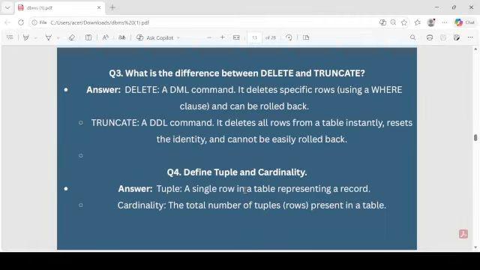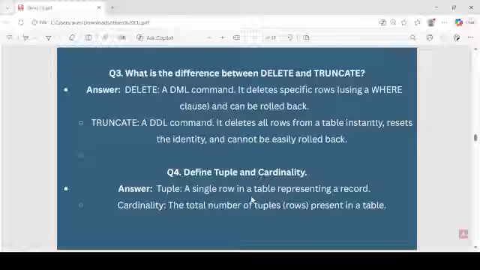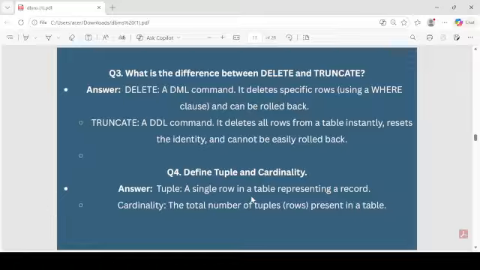The last question, of 2 marks, will be define tuple and cardinality. So tuple is a single row in a table representing a record. So basically we can say rows are known as tuples, and cardinality is the total number of rows. So this is confusing, but you have to always remember tuple and cardinality. Okay, so tuple will be a single row in a table, and cardinality will be the total number of rows or tuples in a table.